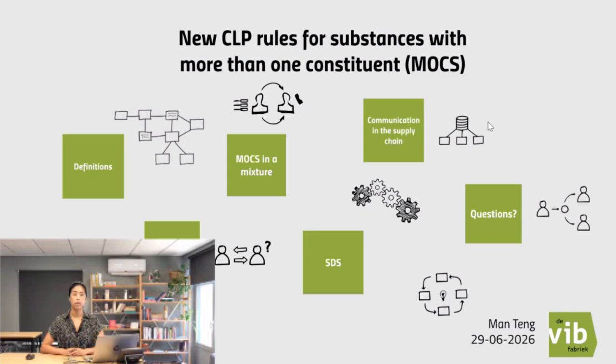After that, we're going to look at the safety data sheet. What are the consequences of these new types of substances that are introduced in the CLP revision? What is the influence on the safety data sheet, and what's important for you as a company to ensure that you have the correct information in your safety data sheets after these new rules? So how do you communicate this in the supply chain? Let's start with the definitions.